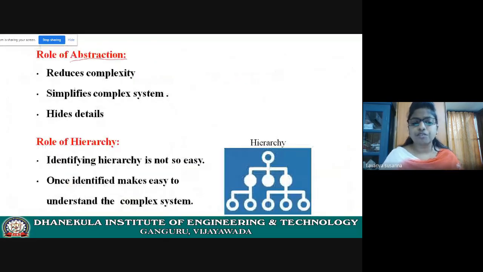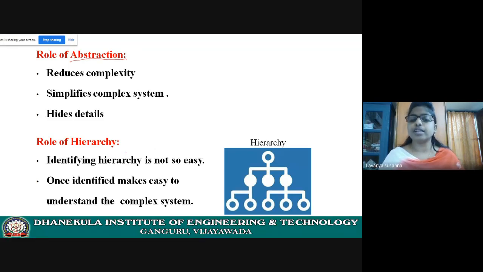Next one, role of hierarchy. We have already discussed the role of hierarchy. See here, every complex system will have a hierarchical structure. That means a complex system is made up of large components, and these large components are again divided into subcomponents, that means decomposable into subcomponents. So all these components will be in a hierarchical structure.